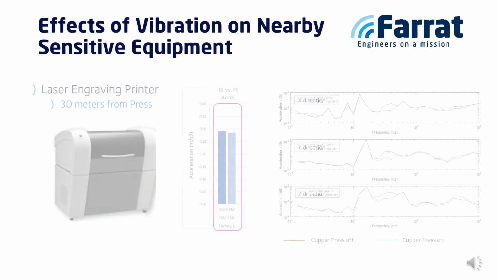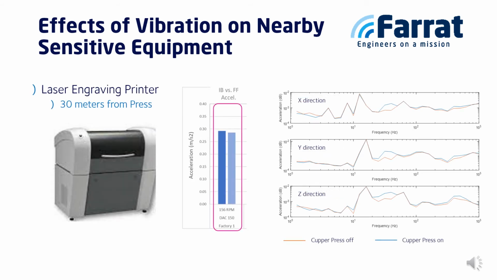Now that we have seen the impact of vibration from poorly isolated presses, let's focus on one particular example from Factory 1, which highlights one of the potential consequences that excessive vibration transmission can create. A direct laser exposure system using a direct laser engraving method is located in an office close to the production lines of Factory 1 and is 30 meters away from the press described previously.